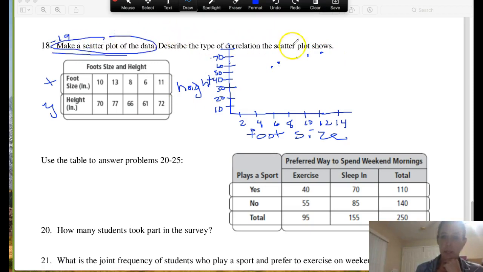Now I want to describe the type of correlation. Does foot size relate to height? Well, I'm going to say yes, because the bigger the foot size, the taller the person. What kind of correlation is it? It's positive correlation.